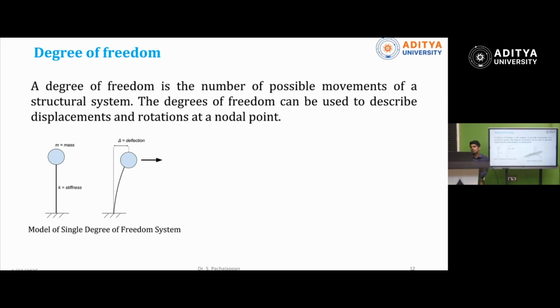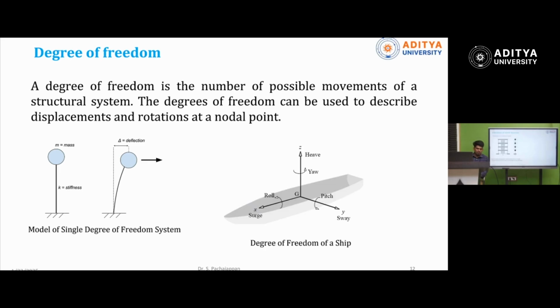Now coming to the rotational degrees of freedom. If the ship is rotating about the x-axis, that is called a roll, and if the ship is rotating about the y-axis, that is called a pitch, and if the ship is rotating about the z-axis, that is called a yaw. The same thing is applicable for aircraft also. The ship has 6 degrees of freedom, and an aircraft also has 6 degrees of freedom. That's why the design concept of aircraft is complex in nature.